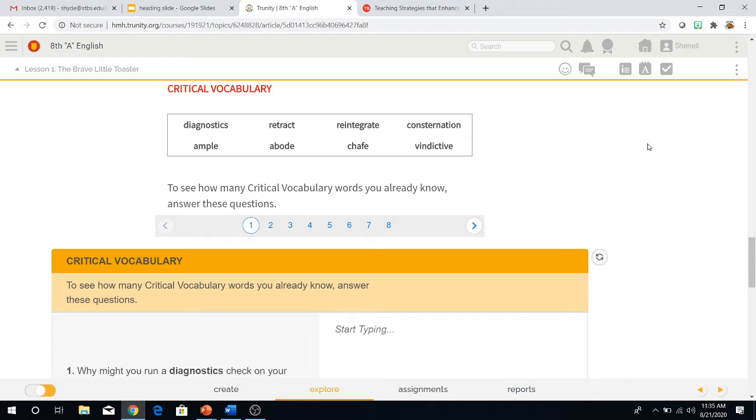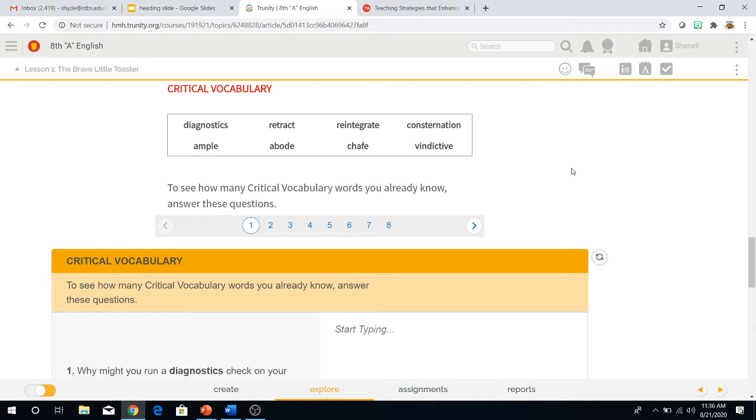As you can see, these words are not the same as your academic vocabulary, which you guys have an assignment to do within your word network. The words we have for our critical vocabulary are diagnostics, retract, reintegrate, consternation, ample, abode, chafe, and vindictive. So what you're going to see is, to see how many critical vocabulary words you already know, you have to answer these questions.